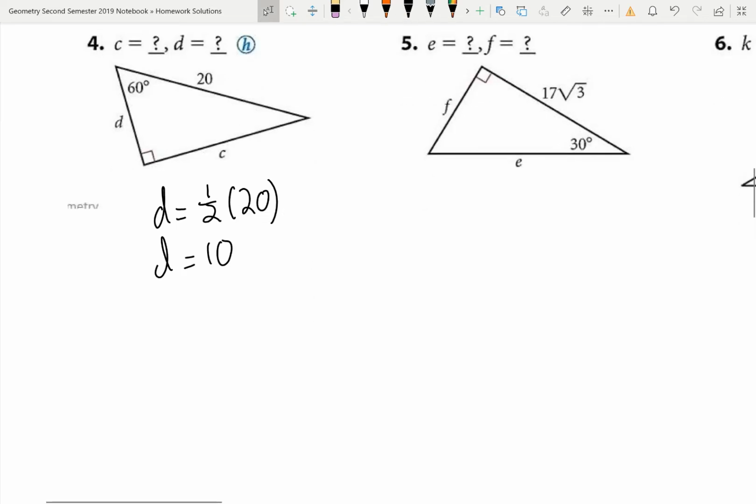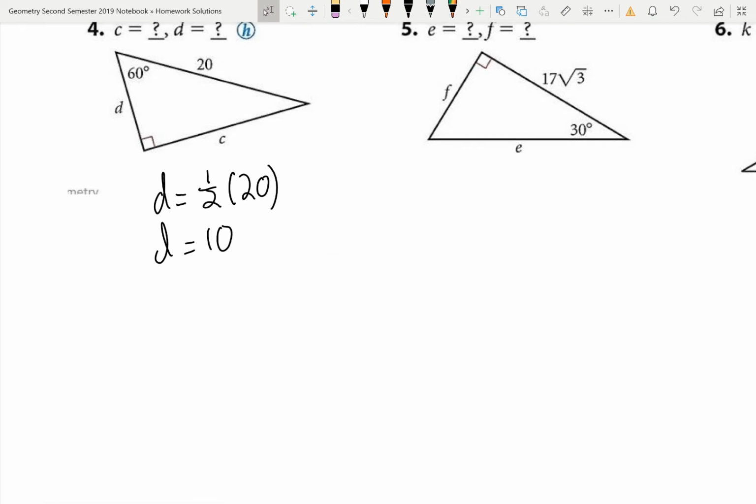And the length of the longer leg is the length of the shorter leg times root 3. So C is going to be the length of the shorter leg times root 3, or 10 root 3 centimeters.